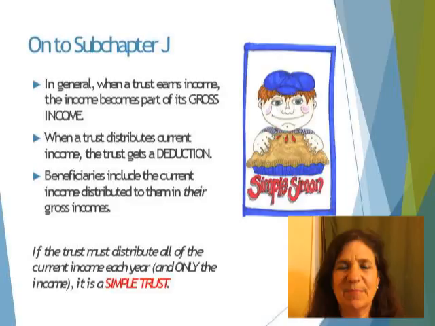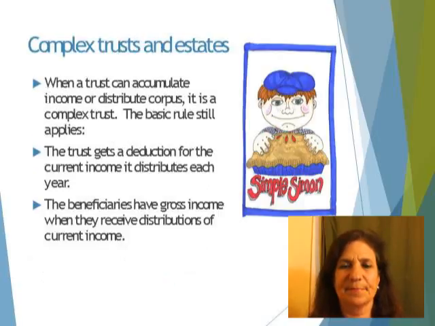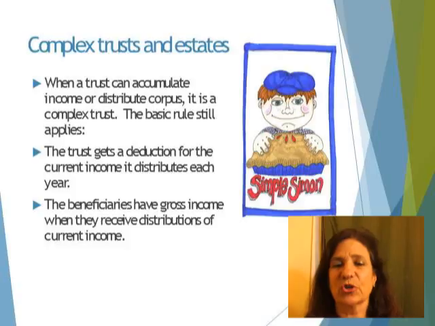If a trust must distribute all of the current income and only the current income, we call it a simple trust. When the trust can accumulate income or distribute corpus, it's a complex trust. But the basic rule still applies. The trust gets a deduction for the current income that it distributes each year. And the beneficiaries have gross income when they receive distributions of current income.